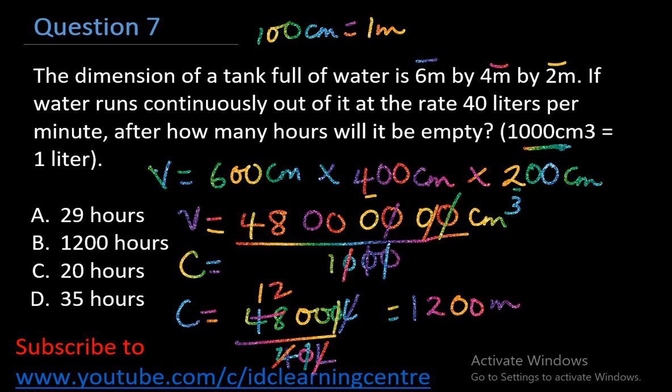But the instruction says the answer should be in hours. So you divide by 60, 0 cancels 0. 6 into 12 is 2. So 2 and 0 will be 20 hours.